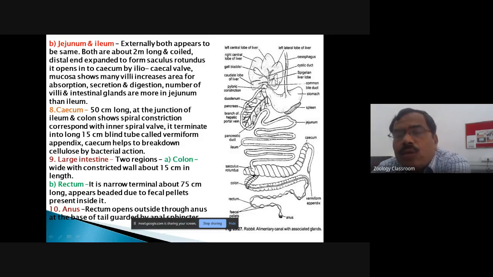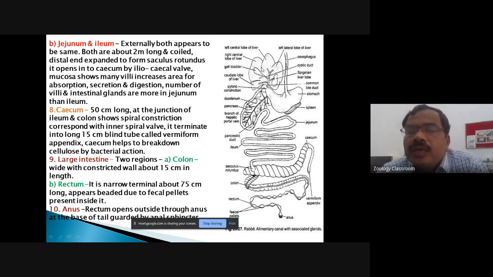It means the right lobe and the left lobe of the liver get divided. Again, the caudal lobe is there. On the caudal side, this caudal lobe is present. So these are the subdivisions of the liver lobes.